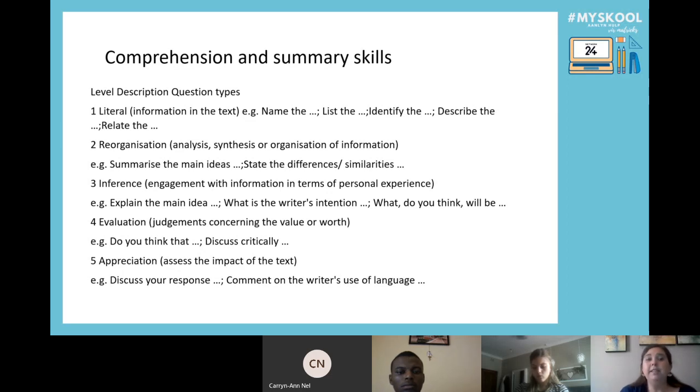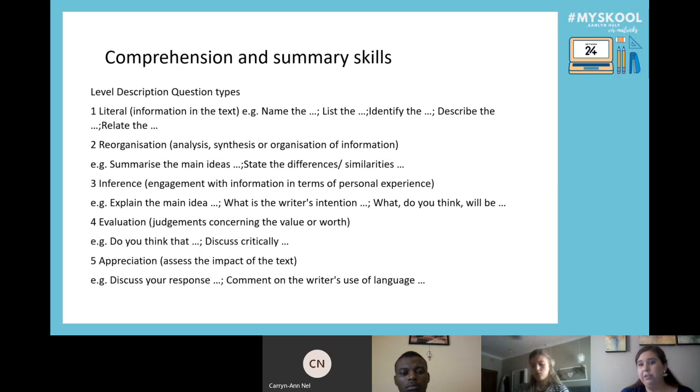Level 3 is inference. When you infer something, you have to know what they said without them directly saying it. Like irony, for example. You have to be able to identify irony. This means engagement with information in terms of personal experience. For example, explain the main idea. What is the writer's intention when he says that? What do you think will be?